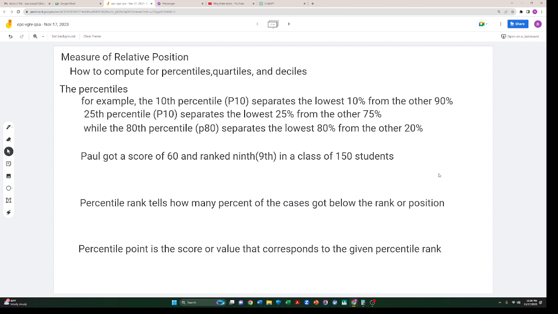Okay? So, let me define to you what is measure of relative position. As the median divides the set of scores into two equal parts, there are other measures that divide the distribution into 100 equal parts, which is percentile, 4 equal parts, which is quartiles, and 10 equal parts, which is decile.